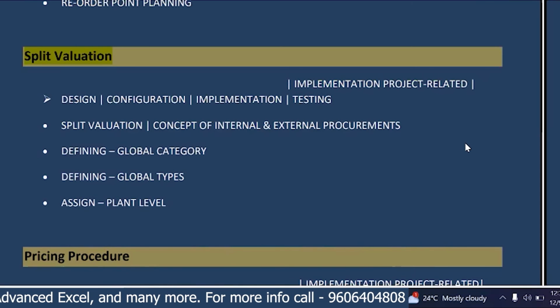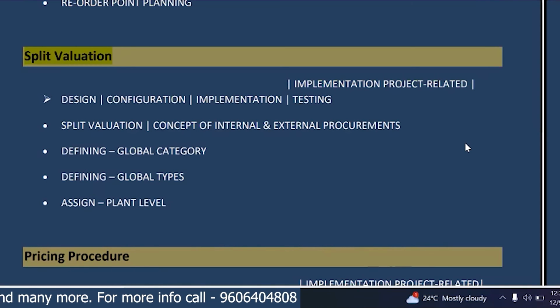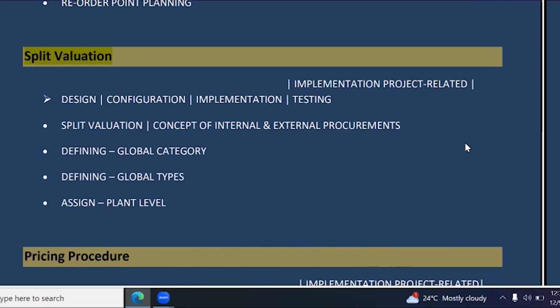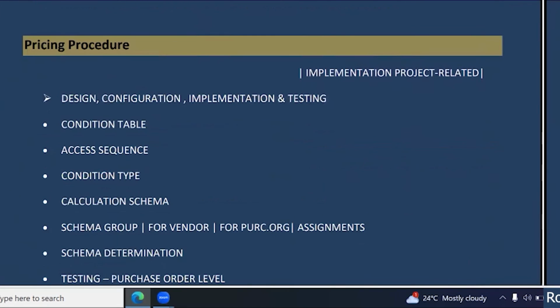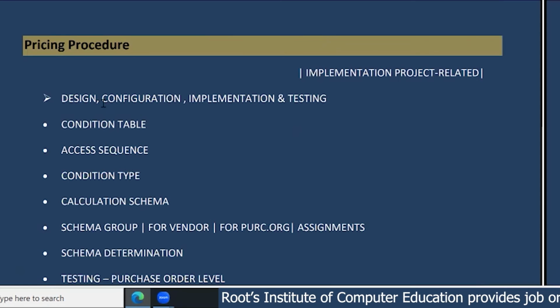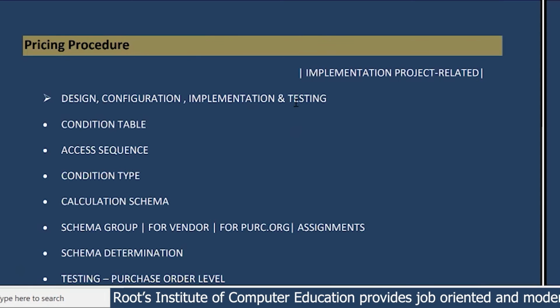Like we have a split valuation. Split valuation means the internal and external concept. For example, if you are purchasing something from Reliance Digital, that is the internal procurement, because both are in the same group company. Okay. So that concept we have. So this is implementation project related. Pricing procedure is also implementation project related, where we are going to have design, configuration, implementation, and testing.